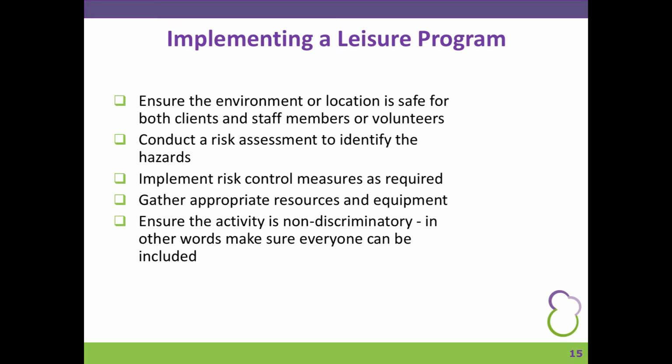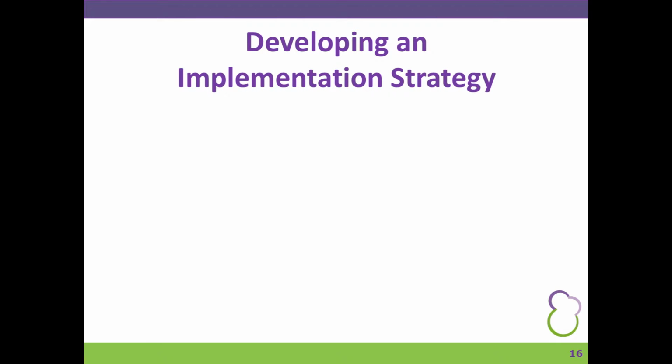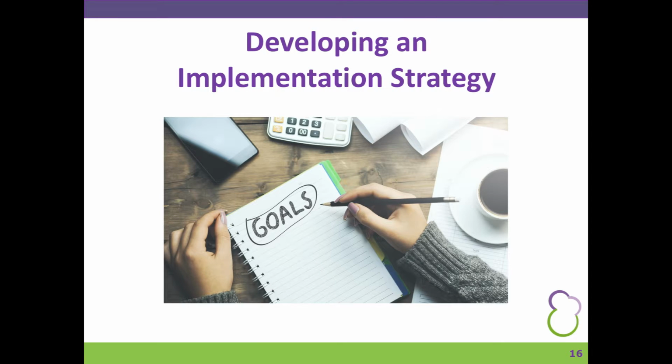Leisure programs and activities don't just happen. They take a considerable amount of planning. The more detail that's contained within the plan, the more likely it is that your program will be successful. The first step to writing a plan is to write a clear statement about the goal or the outcome that you want for your activity. The goal or the outcome is the starting point for a detailed implementation plan.